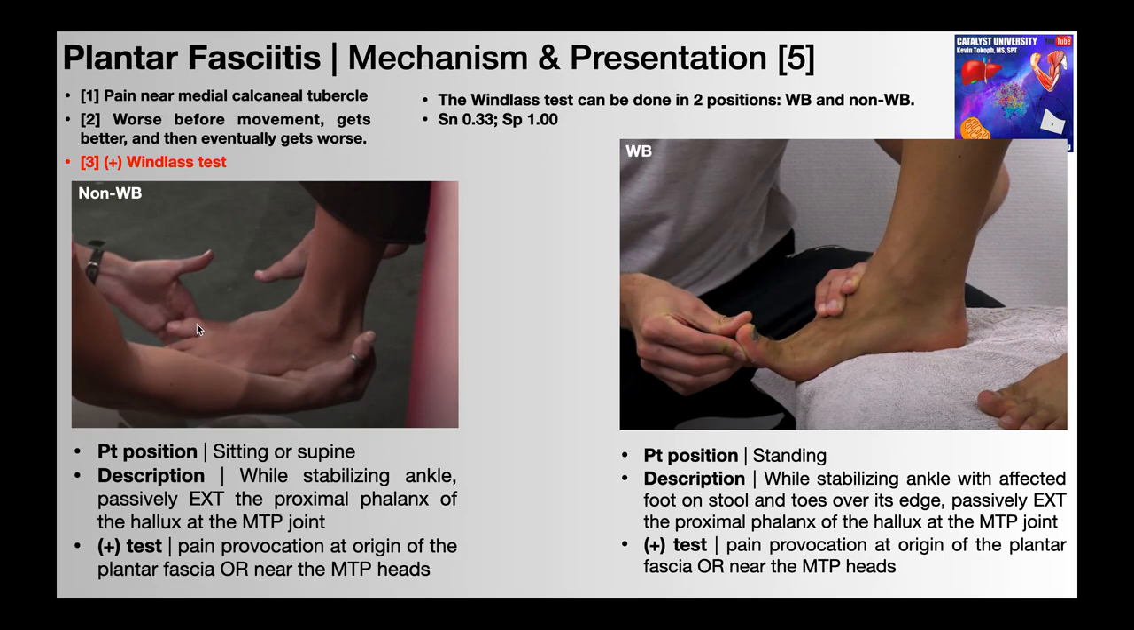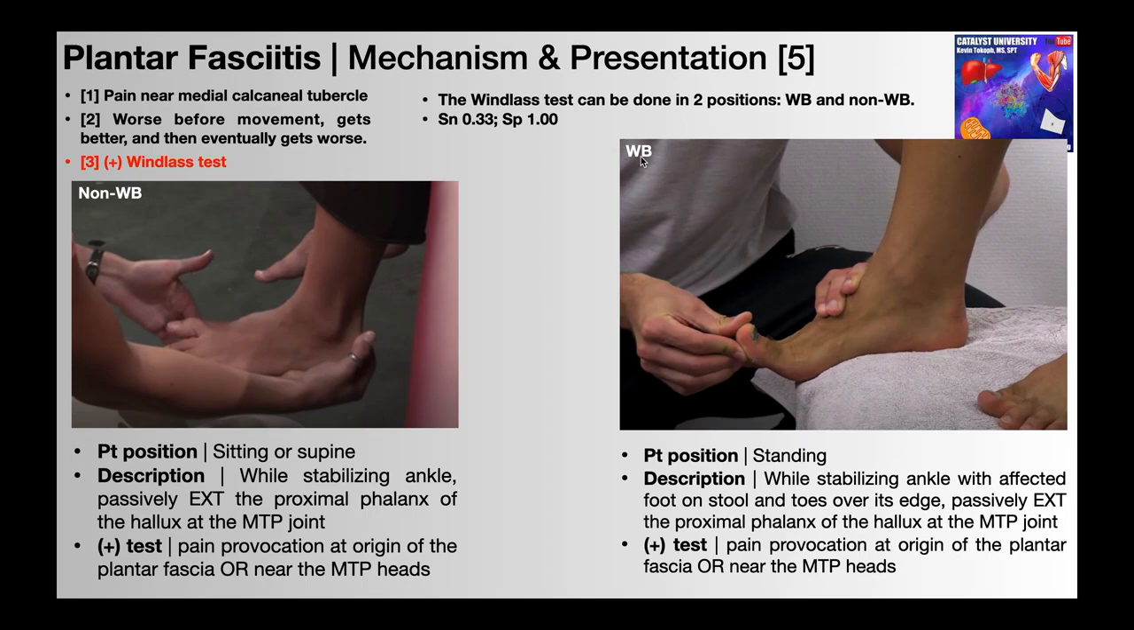Again, by extending the hallux, you're activating the Windlass mechanism, and so therefore a positive test is going to be pain provocation in one of two spots. It could be at the origin of the plantar fascia, back here by the calcaneus, which is much more common, or in some people, they may actually feel the pain at the MTP joint, at the metatarsal head, where the band of the plantar fascia inserts. Either of those constitute a positive test. However, remember that it's more common near the calcaneus.